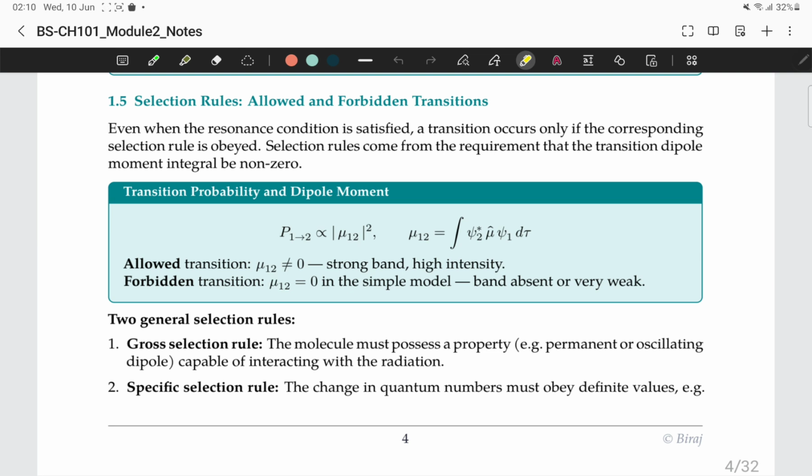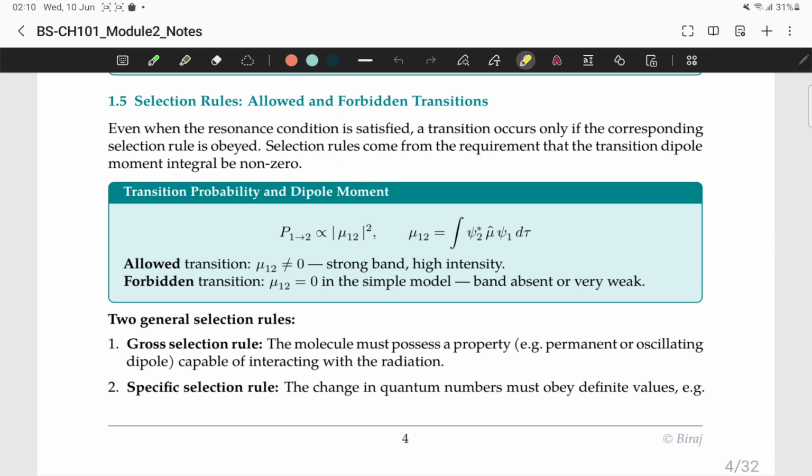So what do I mean by this? Even if a photon has the perfect energy, a transition will only happen if it obeys this rule. Where does the rule come from? It is calculated from the transition dipole moment integral, which we denote by mu 1 to 2.